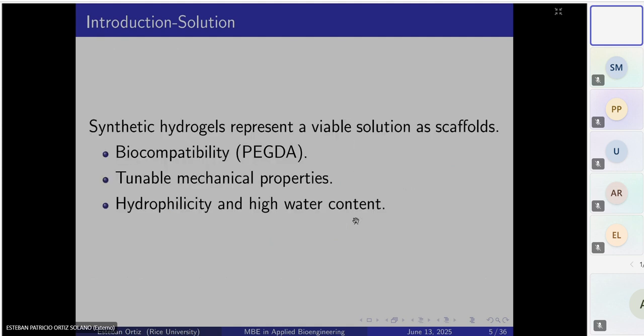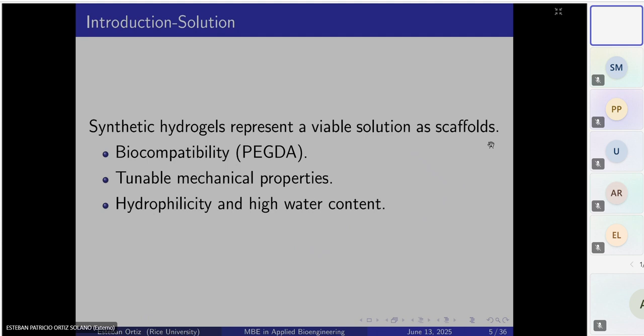So how do you choose the kind of scaffold that you need to put the cells on? There are many different kinds of hydrogels. I don't know if you're familiar with hydrogels. I'm going to explain a little bit more about what a hydrogel is. Basically, this kind of component is the matrix. It tries to replicate the extracellular matrix of the tissue where the cells are going to proliferate.